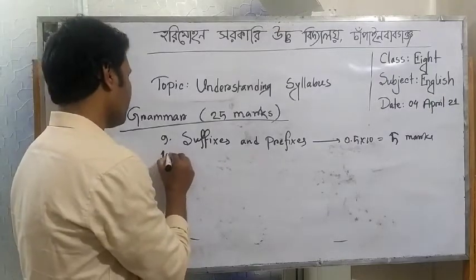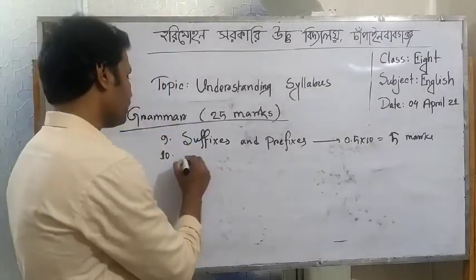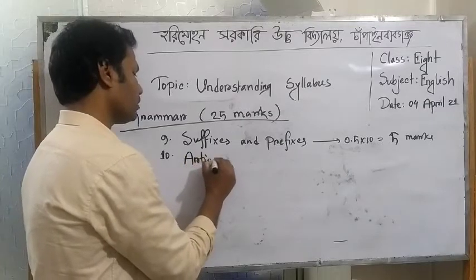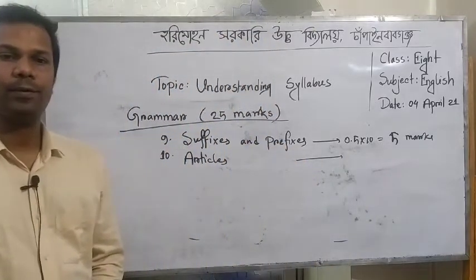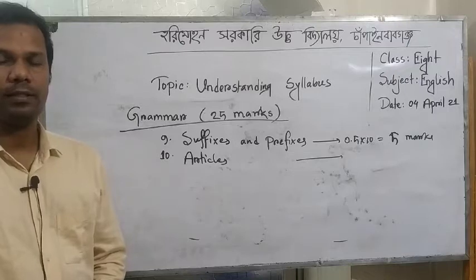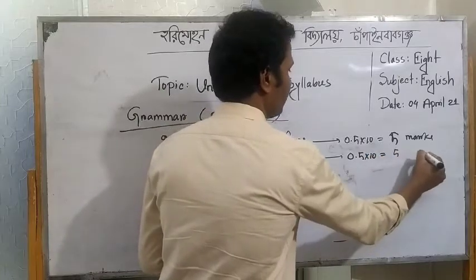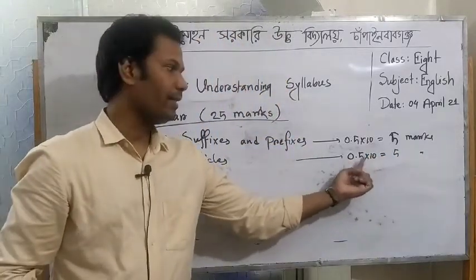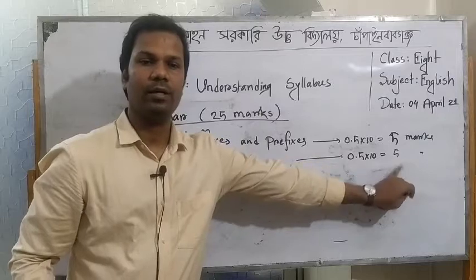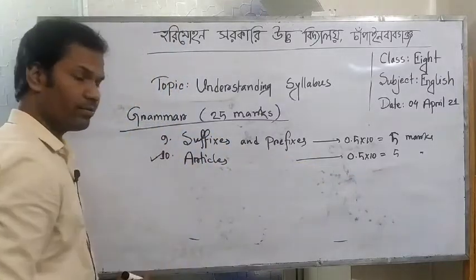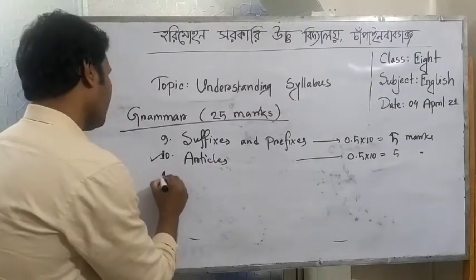Suffixes and prefixes. What are the other items? Number 10 is articles, and you are very acquainted with this item. Articles. I think here also should have 5 marks, the same category of marks. That means 10 gaps and it carries only 0.5 marks each, so the total is 5. And you are very acquainted with these grammar items, and you completed them in class 6 and 7.